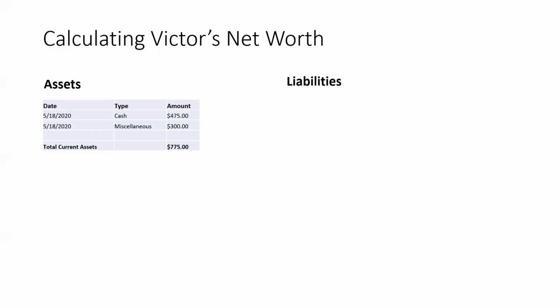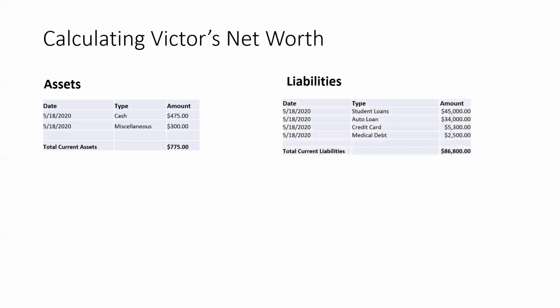Let's go over the liabilities. This is money that he owes other people or other entities. All right. So as of 5/18, student loans are $45,000. Auto loan for the Jeep Grand Cherokee is going to be $34,000. Credit card, where he placed his Europe trip and a few other expenses from college, is $5,300. And he incurred that medical debt of $2,500.